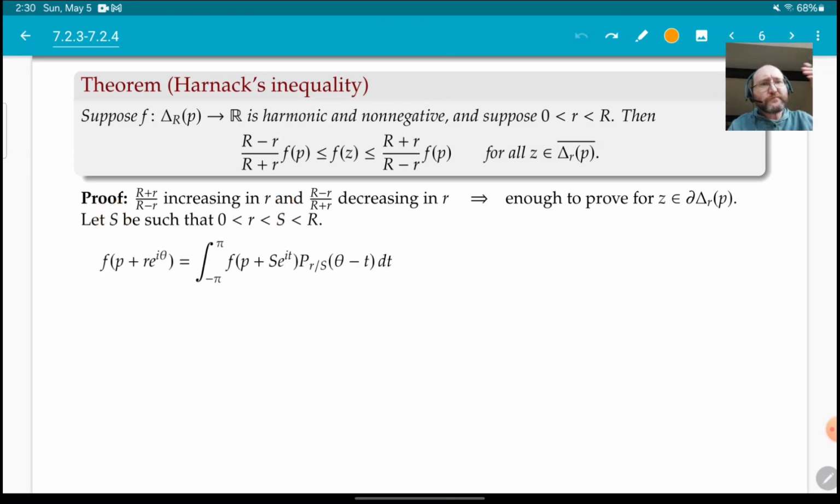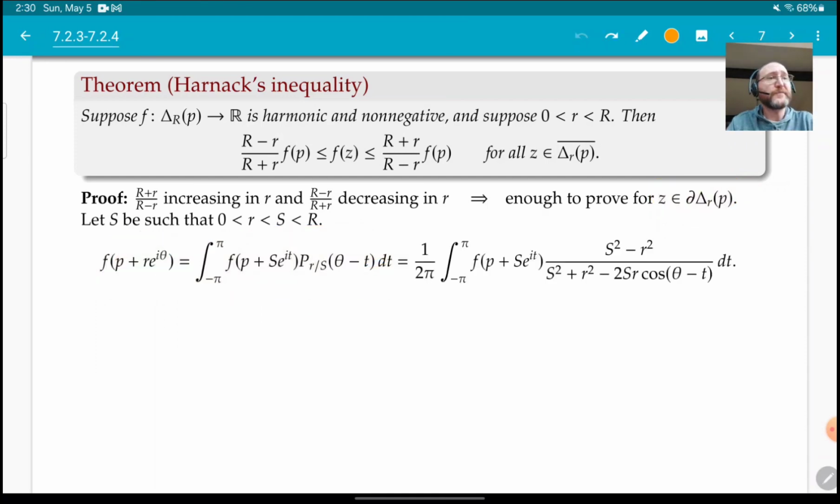Okay, now let's write f at these z's, where z is on this circle, using the Poisson kernel. So we're integrating over this capital S disk using the Poisson kernel. That gives us a representation of f because it's harmonic, and let's rewrite. This is the Poisson kernel on an arbitrary disk, not the unit disk, which is basically just rescaled in this nice way. And if you do a little bit of algebra, that's what it is, right?